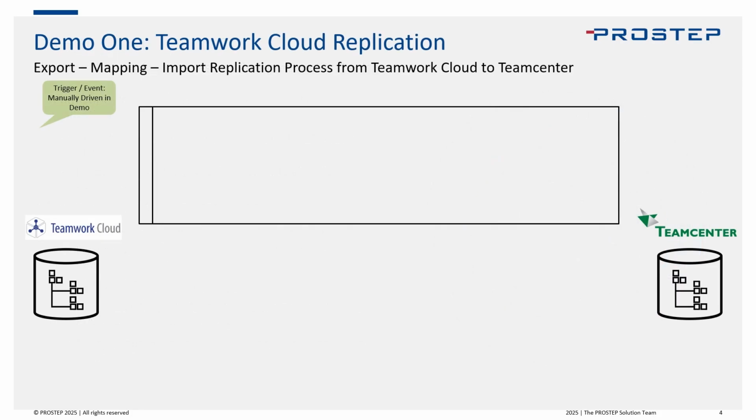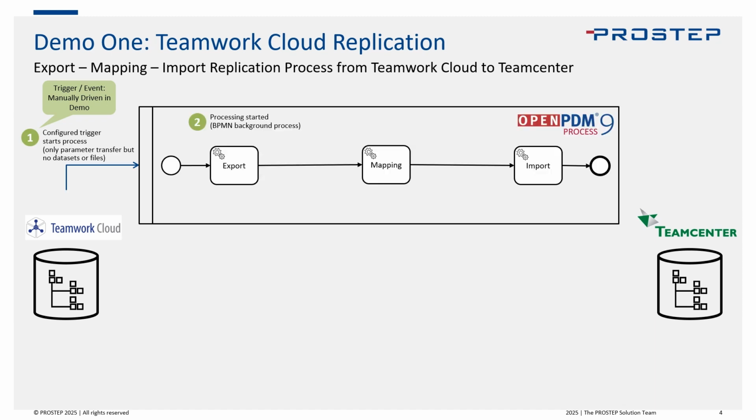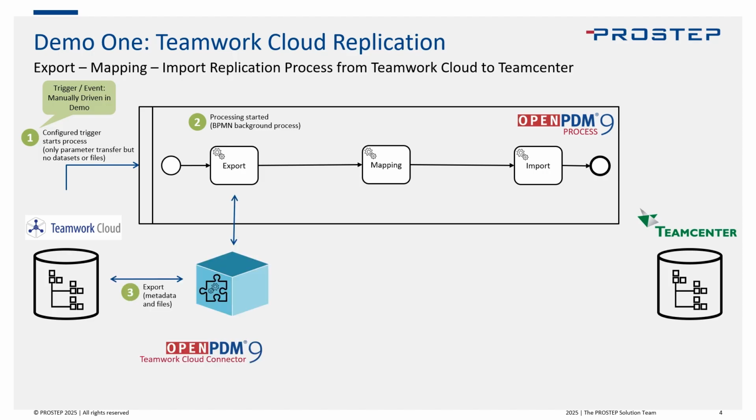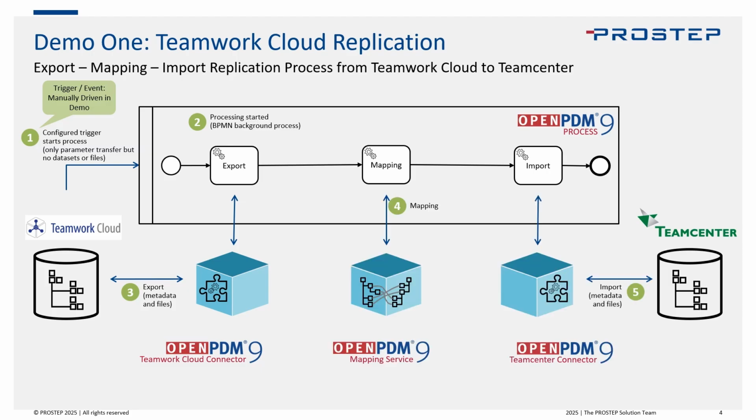With our first demo, Teamwork Cloud Replication, we'll start by triggering the process that then creates an OpenPDM process instance within the process server. We'll export data from Teamwork Cloud, map that data into a Teamcenter format, and then import that data into Teamcenter.